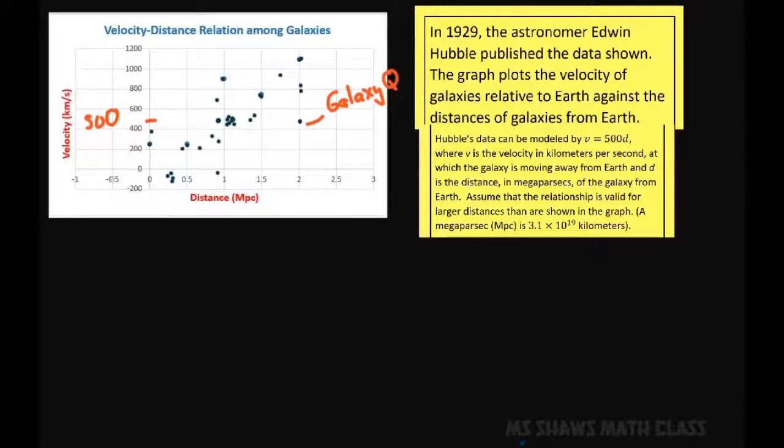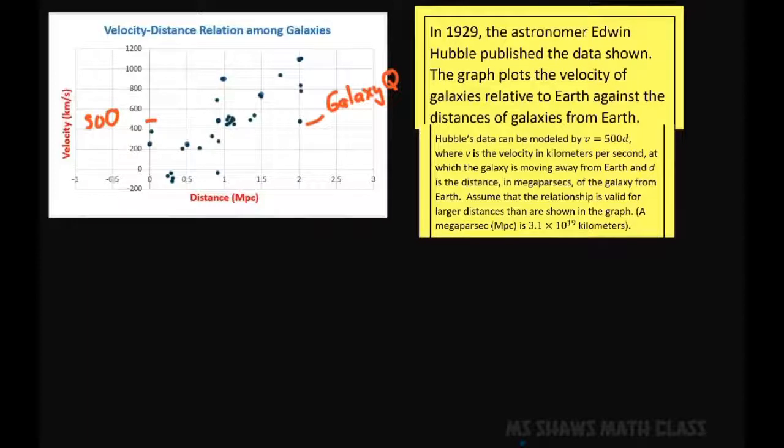Hi everyone. In 1929, the astronomer Edwin Hubble published this data below. The graph plots the velocity of galaxies relative to the Earth against the distances of galaxies from Earth.